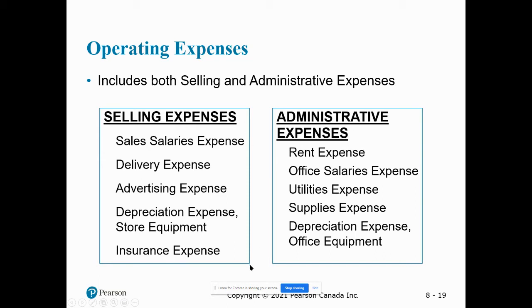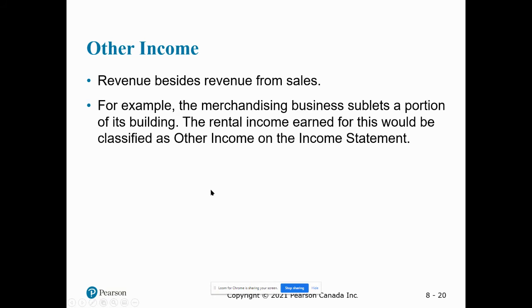After all these expenses, remember that we started off with our gross revenues, less our returns and everything else. That gave us our net sales, less our cost of goods sold. That gives us our gross profit, our big profit. Then we have all these other operating expenses that come through. That will give us our operating income.